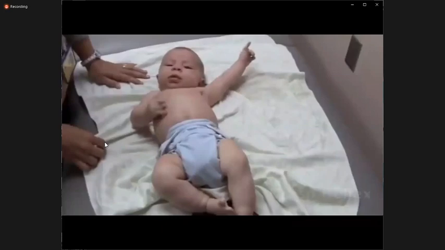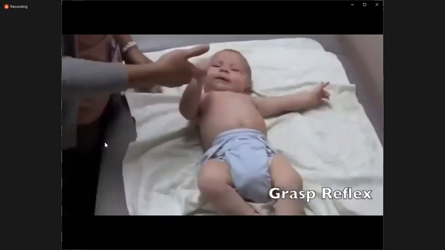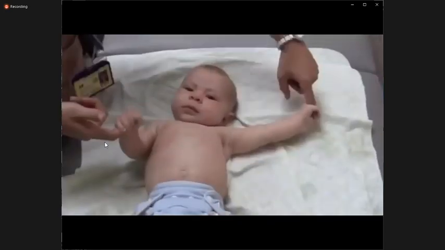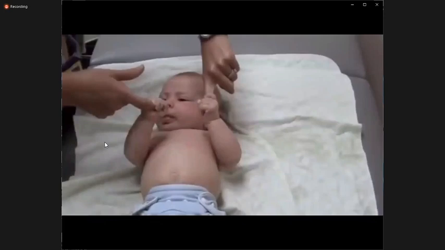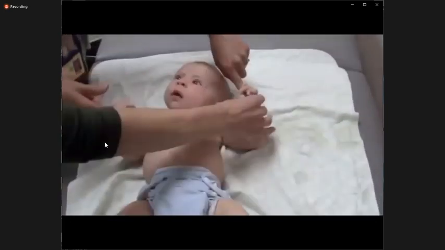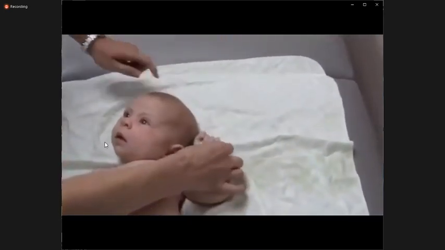Carrie will next check the grasp reflex, which does tend to extinguish by the time an infant is around Millie's age, so around 3 or 4 months. A useful maneuver if you want to get the baby to open its fist up so that you can check this reflex is to stroke along the side of the hand here.